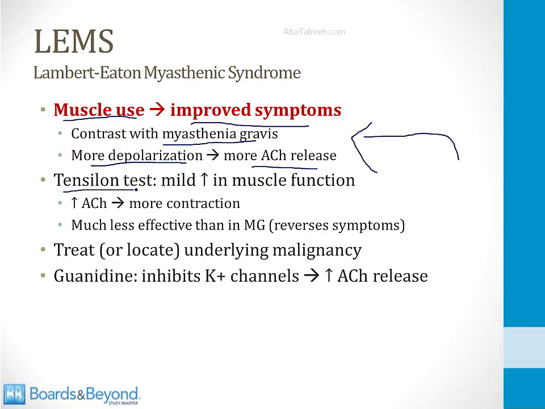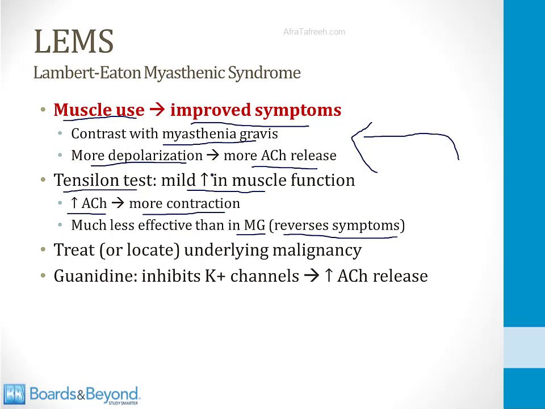If you do the Tensilon test in Lambert-Eaton, you will see a mild improvement in muscle function. Basically, administering edrophonium leads to some increase in acetylcholine in the synapse, and this will lead to more contraction. But this is much less effective than in myasthenia gravis. In myasthenia gravis, the Tensilon test can completely reverse the symptoms. All you see in Lambert-Eaton is a mild improvement in muscle contraction.